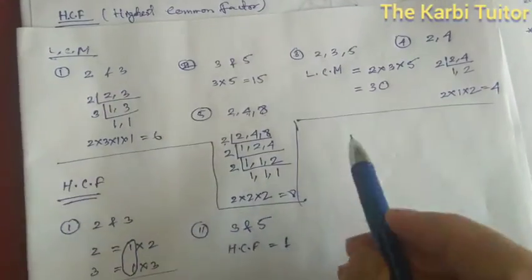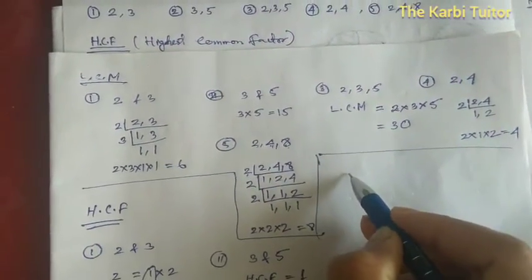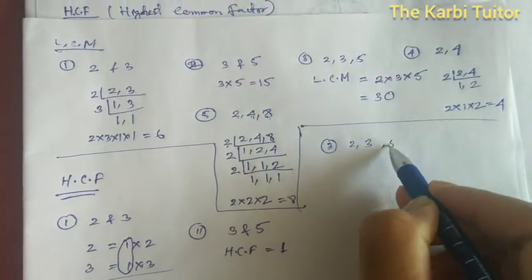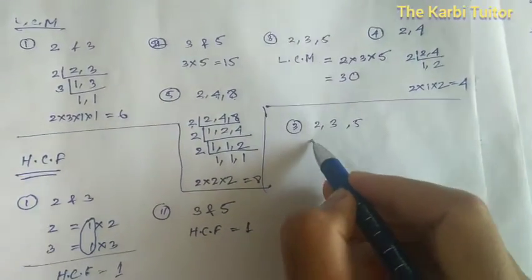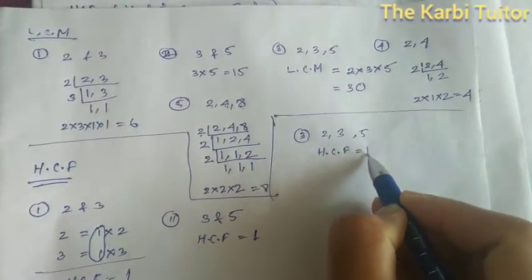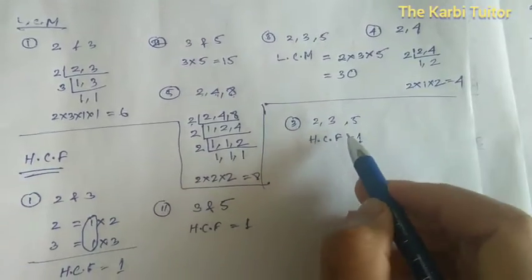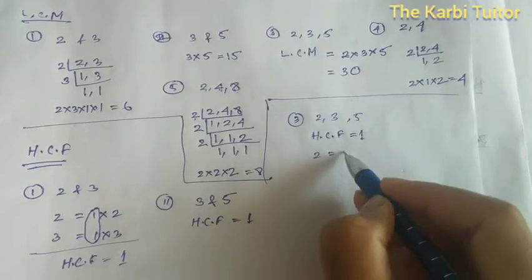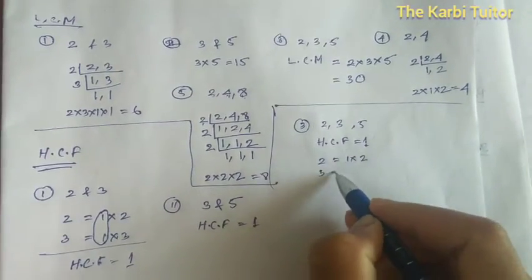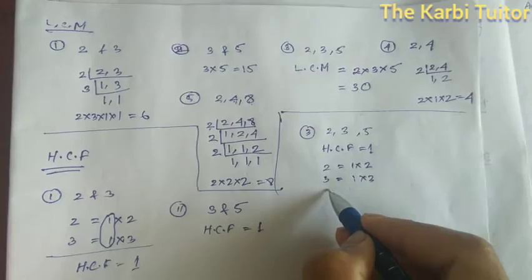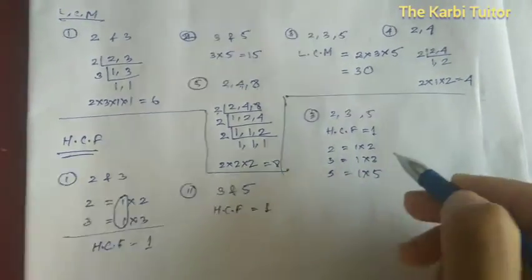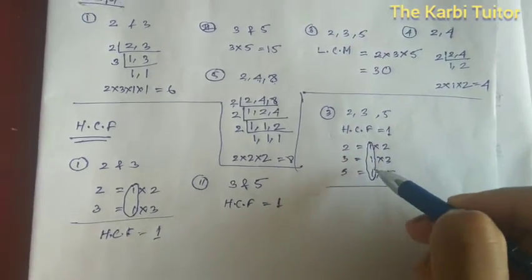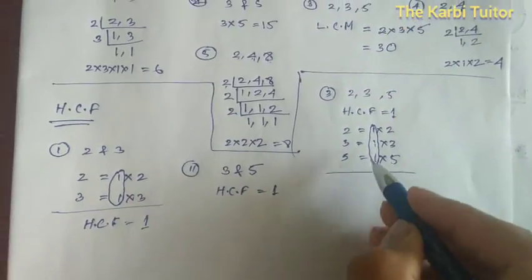Then next, 2, 3, 5. HCF of 2, 3 and 5. Here HCF is also 1, because these three are prime numbers. Or we can show it like this: 1 into 2, 1 into 3, 1 into 5. See the common factor, these are called factors, and the common one is 1. So HCF is 1.